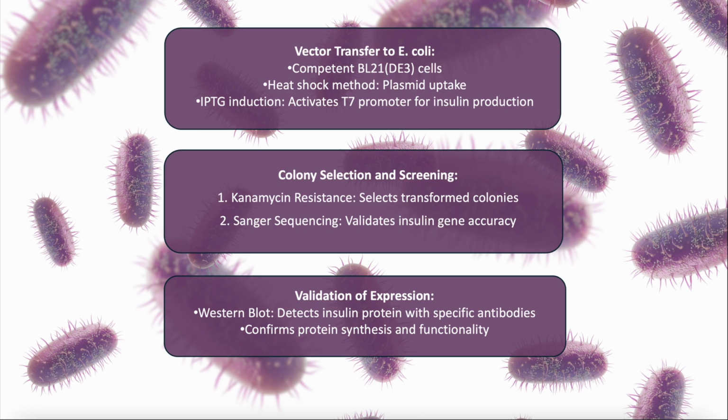Colony selection and screening. Kanamycin resistance. We plate the transformed cells onto agar containing kanamycin. Only cells that successfully incorporate the plasmid survive, ensuring we work with the correct colonies. Sanger sequencing. Using extracted DNA, we validate the sequence accuracy of the insulin gene. This step ensures there are no errors introduced during cloning.